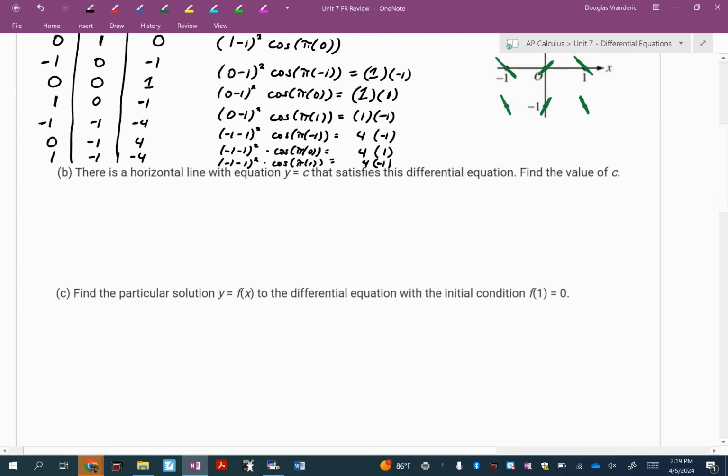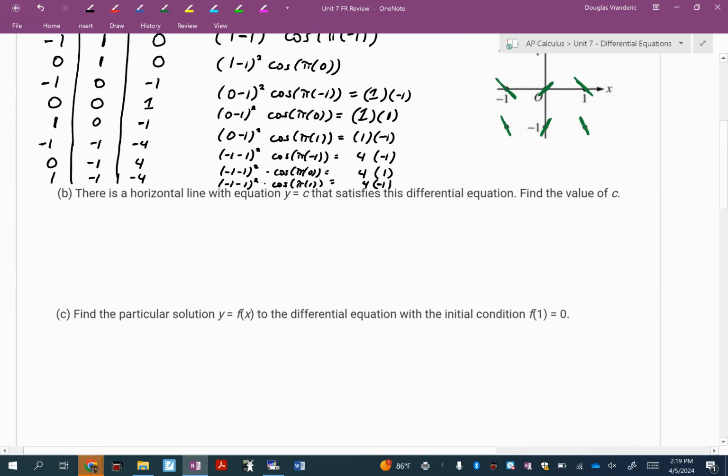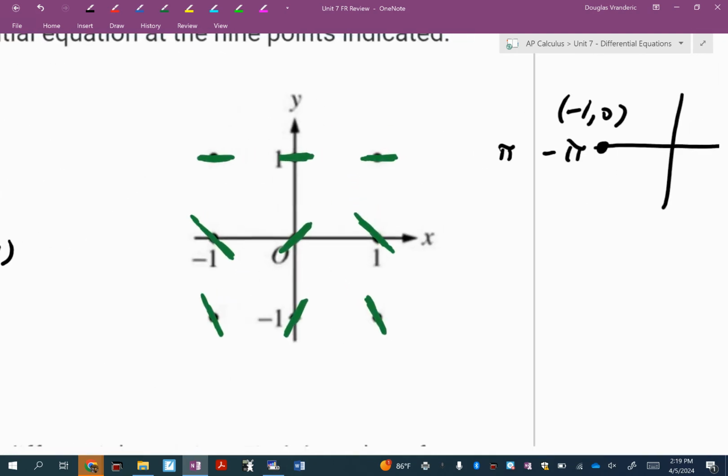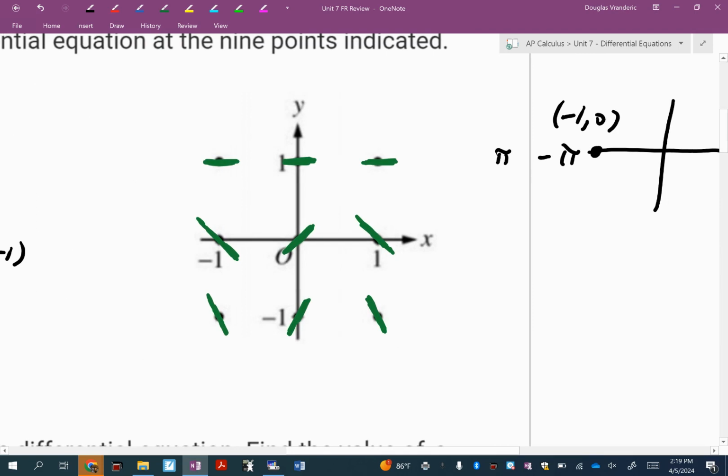Letter B. It says there is a horizontal line with the equation y equals c that satisfies this differential equation. Find the value of c. So hone in on your slope field. Is there a line y equals some number that would satisfy these slopes? Does anyone see it? I want to draw a line that's going to match with the slopes in this field.